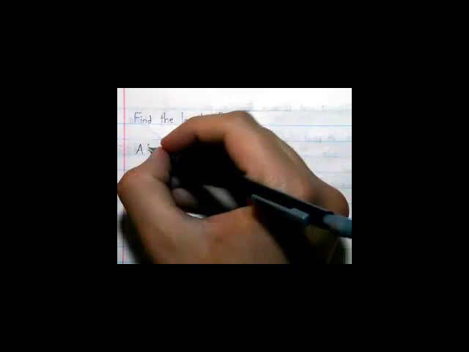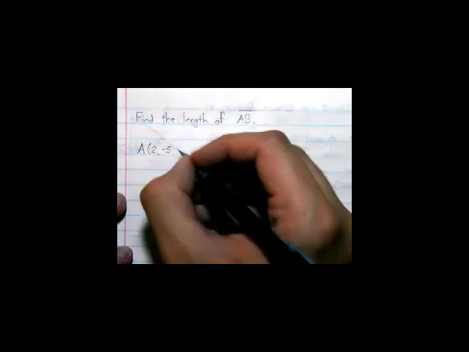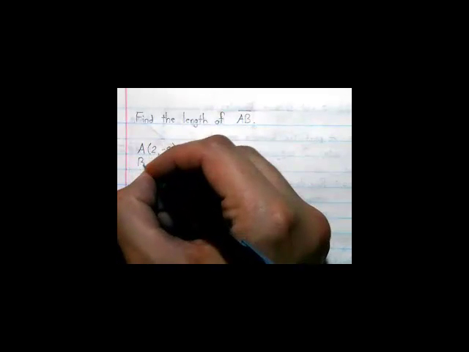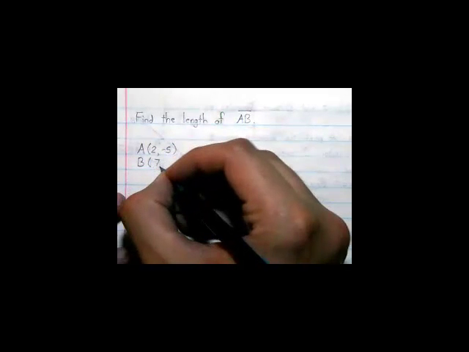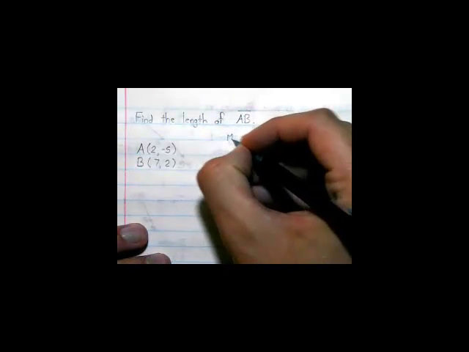All right, so we're going to find the length of a segment AB, and I'm going to give you coordinates for A and coordinates for B. So A is going to be (2, negative 5), and B is (7, 2). All right, so the first method, we'll do the formula.